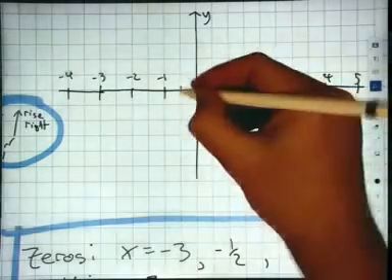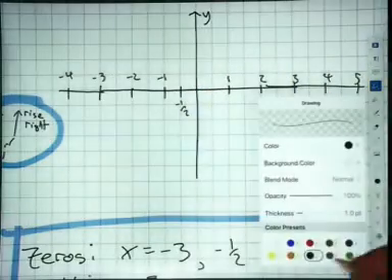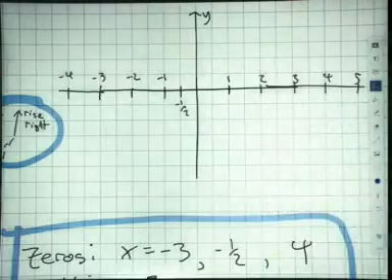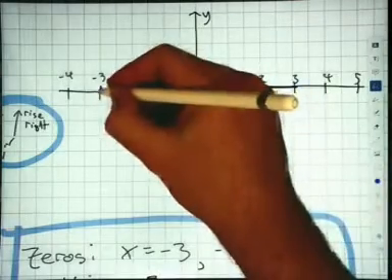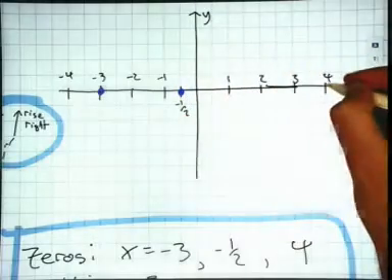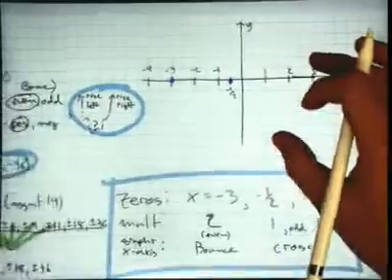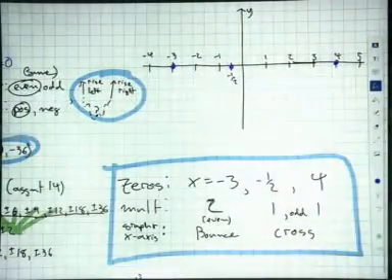Makes it really easy to plot negative 1/2. So let's just plot those points. We have a 0 at negative 3, we have a 0 at negative 1/2, and we have a 0 at 4. Now the next thing I'm going to think about is my end behavior.